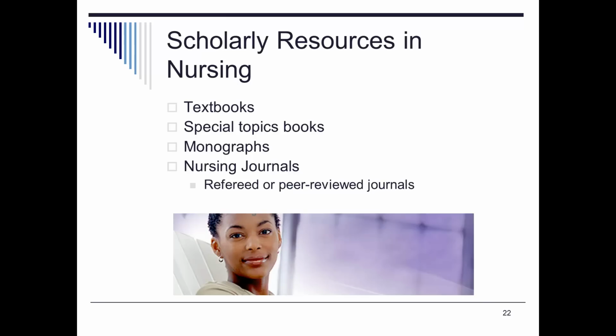In nursing, you can find a variety of resources. Textbooks are helpful, special topics books, monographs, nursing journals. Refereed and peer-reviewed journals are better, and those are things that you can find in the database. Usually the journal will say itself whether it's peer-reviewed. That means when someone submitted an article, it was sent off to people who know that area, and they reviewed it and said whether it's worthwhile or not.